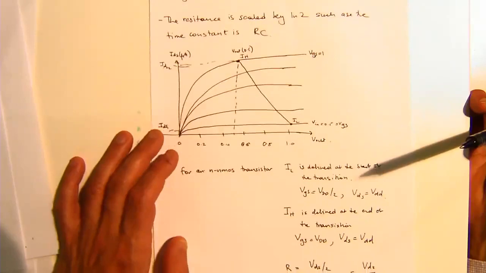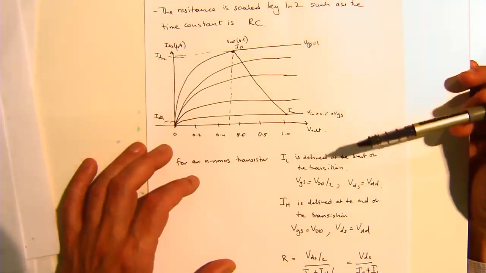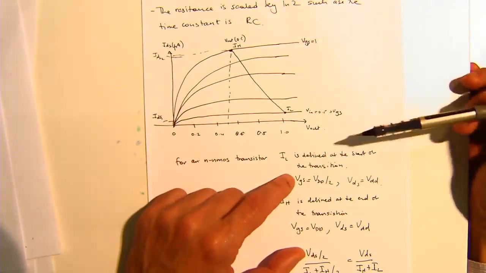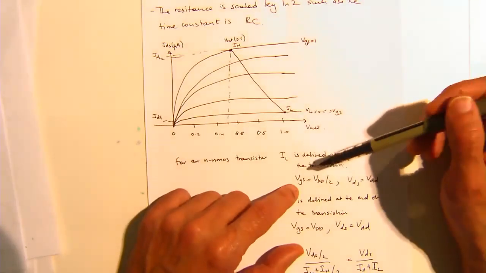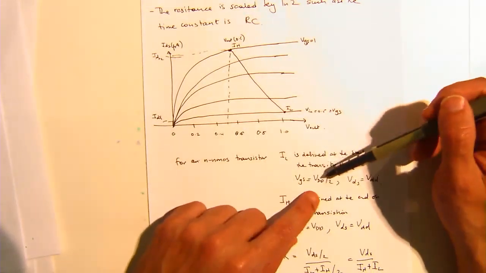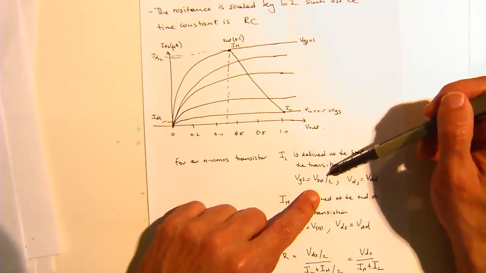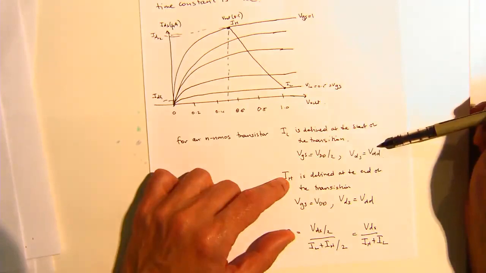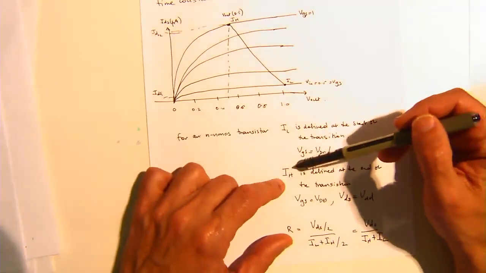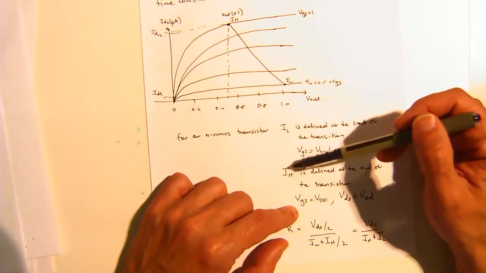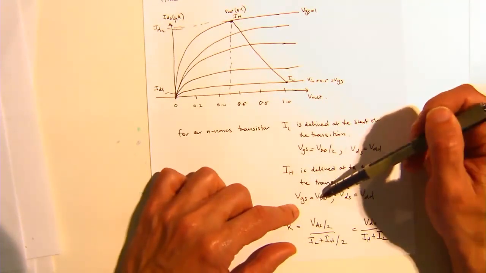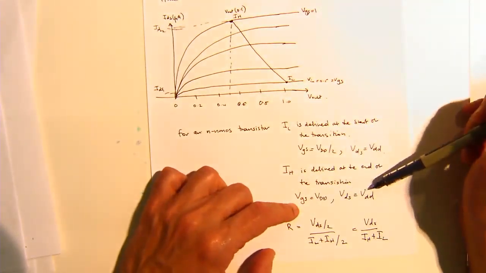And for an NMOS device, the way that you would define it is the current is defined at the start of the transition, which would be when VGS is approximately VDD on 2. So that's VGS and VDS is VDD. And the high end of the current is defined as VGS equals VDD and VDS equals VDD.